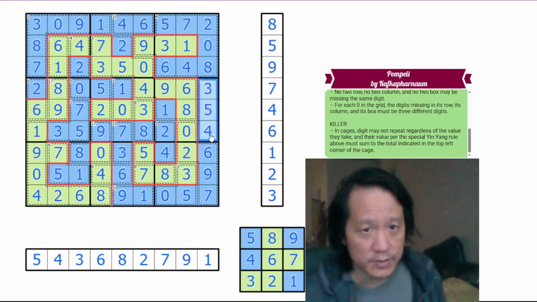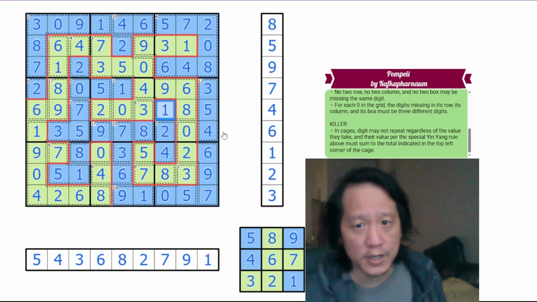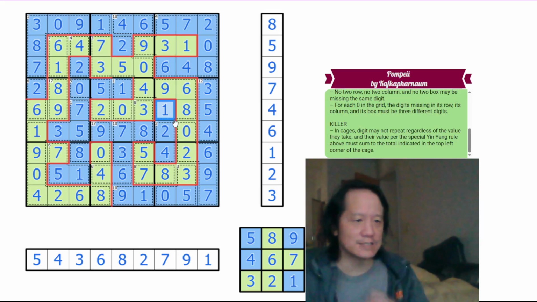Match 0, match 0, and this doesn't match 0, that's 2. 3, 4, 5 adds up to 12. And match 0 plus 8 doesn't match 0 is 8. So all the cages are done. Yeah, I think this is the solution.